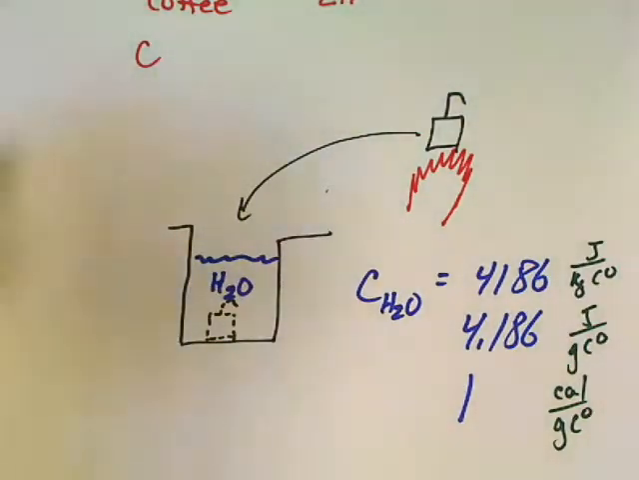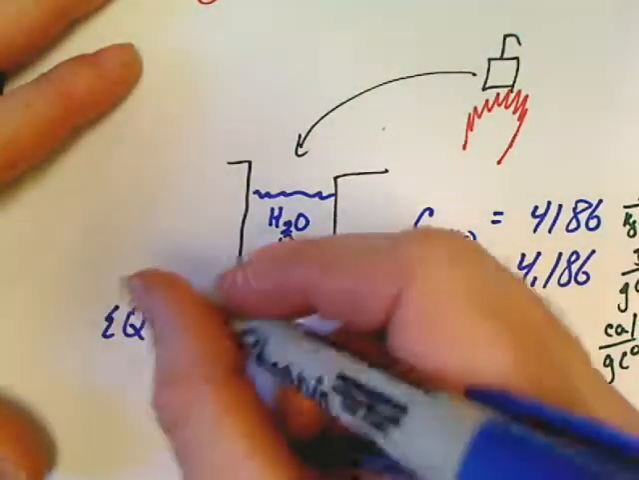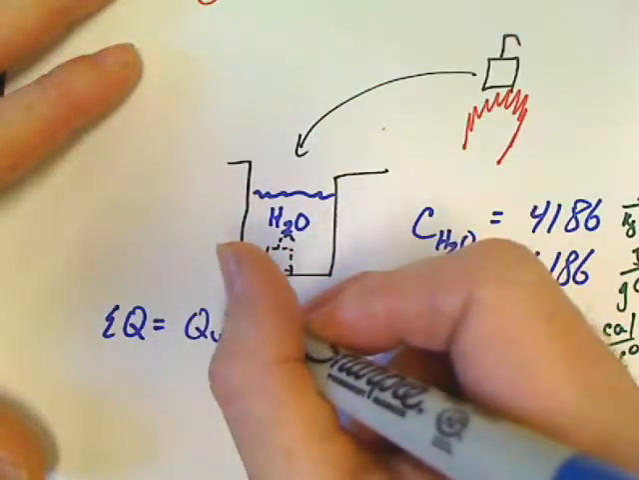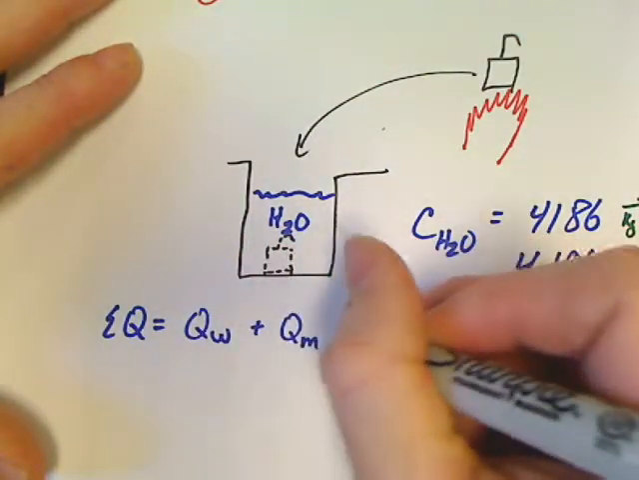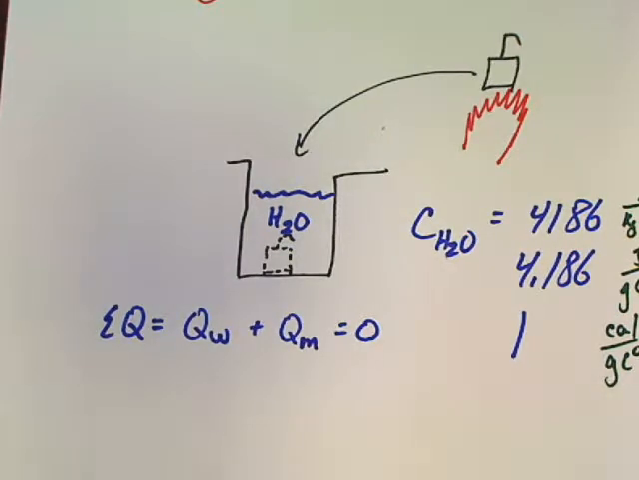Well, let's do a sum of the Q's. Sum of the Q's for this question would be, I'm going to have a Q for the water plus a Q for the metal. I'm going to set all equal to 0. And that's literally it, the physics in this problem is done.